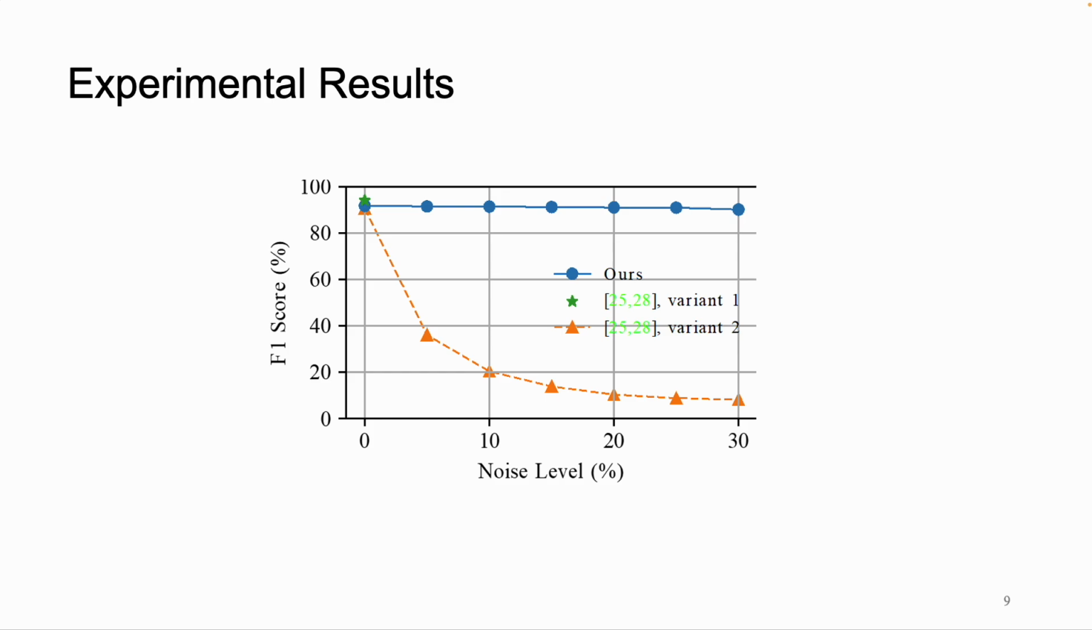On clean inputs, the first variant achieves slightly higher F1 scores than the second one. However, this variant isn't applicable to noisy inputs. Comparing our approach with the second variant, our approach is much more robust to inputs with noise. Specifically, performance only slightly drops from 91.75% to 90.14%, as the noise level increases from 0% to 30%. Also, the performance of the second variant decreases quickly.